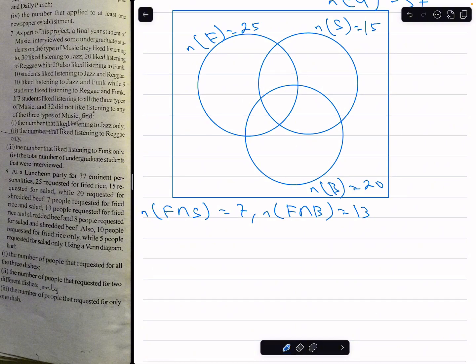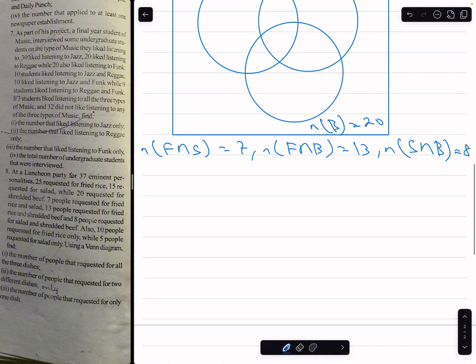8 people requested salad and shredded beef. This is salad and this is shredded beef. So those who requested salad and shredded beef are all here, which is a combination of those who requested only salad and shredded beef, and fried rice, salad, and shredded beef, all the 3. So the number of elements in the set S intersection B is equal to 8.